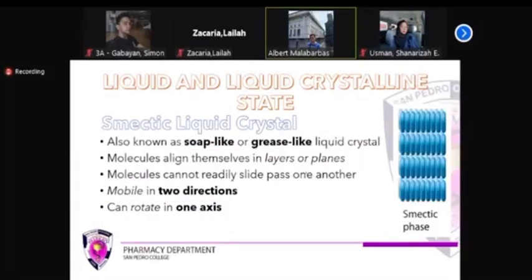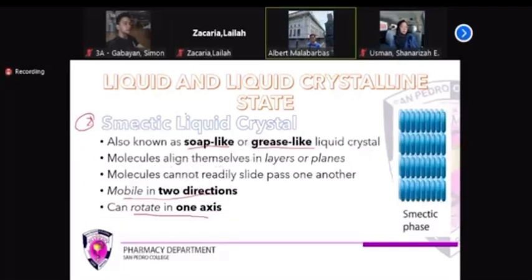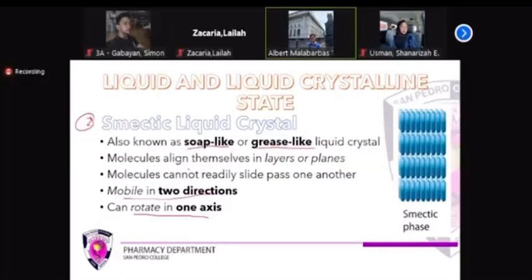Okay? Next, smectic, the second type. Smectic, also known as your soap-like or grease-like liquid crystals, and they are mobile in two directions. They can rotate in one axis. Now, if you compare nematic versus smectic, it is said here that your nematic is mobile in three directions, smectic mobile in two directions.